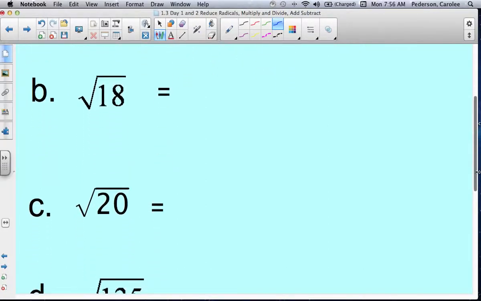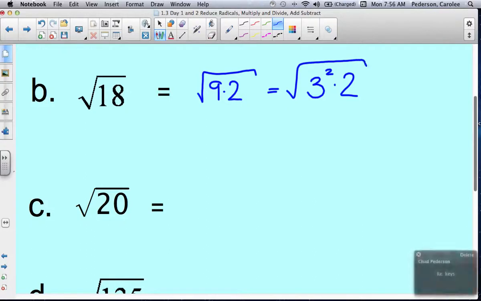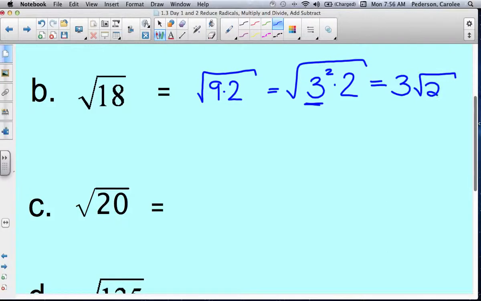This next example is a little more challenging because it's not a perfect anymore. So we want to look for a product of 2 numbers. So if I multiply 9 times 2 together, I get 18. And then I can break down 9 as a perfect, 3 squared. So what I can bring out of there is the square root of 9, which is 3. Then I have a leftover of 2.